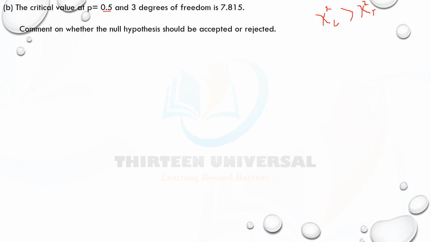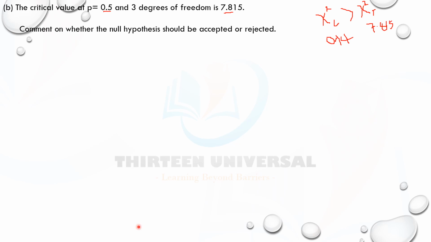Remember that what we have here is 7.815. Our calculated value is 0.14, while our tabulated is 7.815. Can you see that 0.14 is not greater?